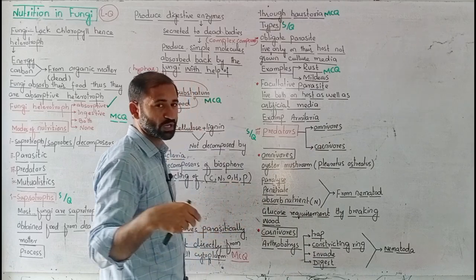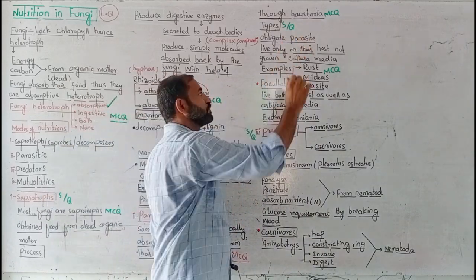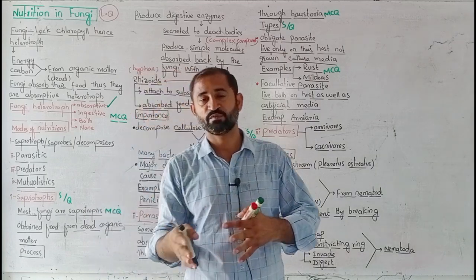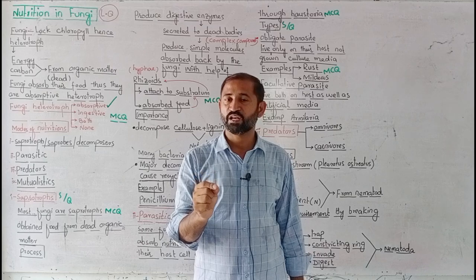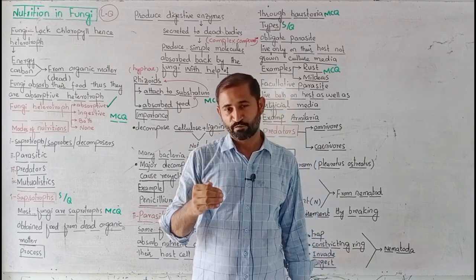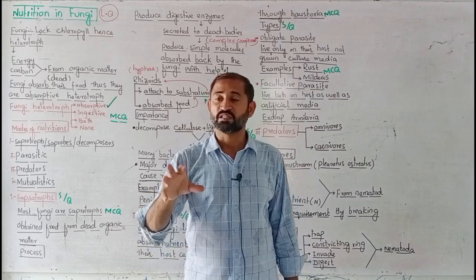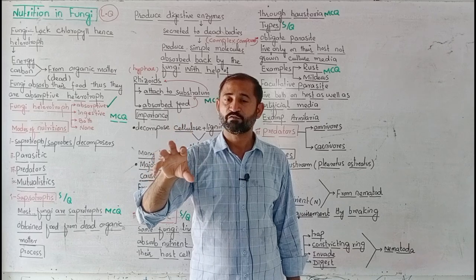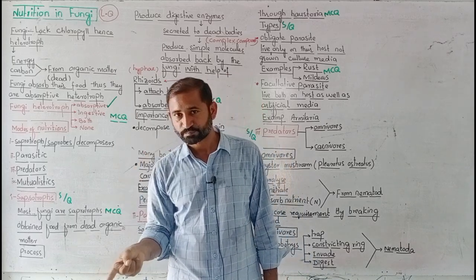Now one thing to clear about haustoria and rhizoid. This is also an MCQ. If a fungus obtains its food as a saprobe, then the part of the fungus used for absorption is the rhizoid.